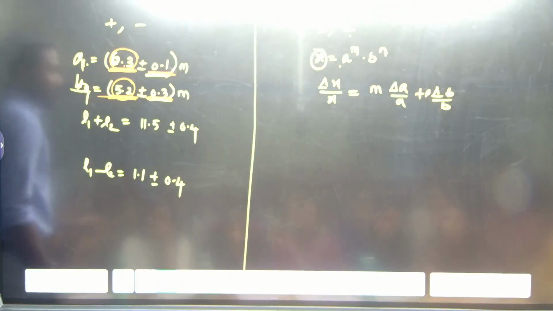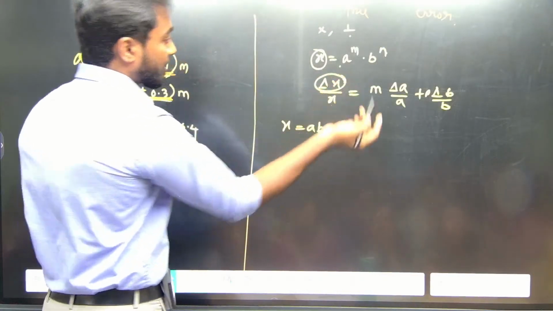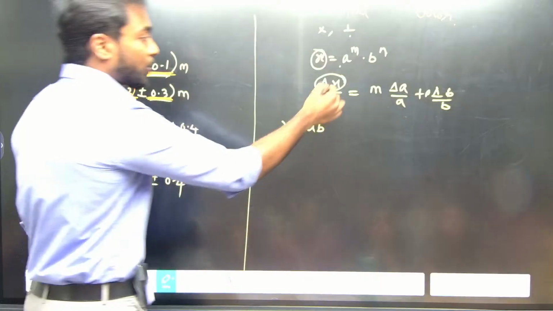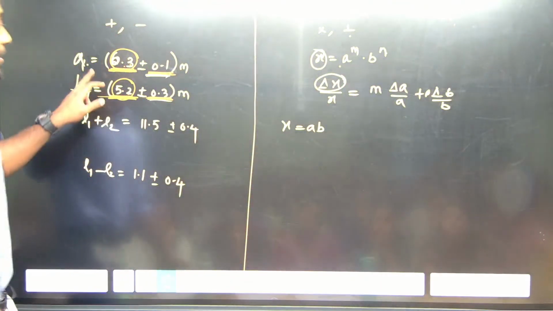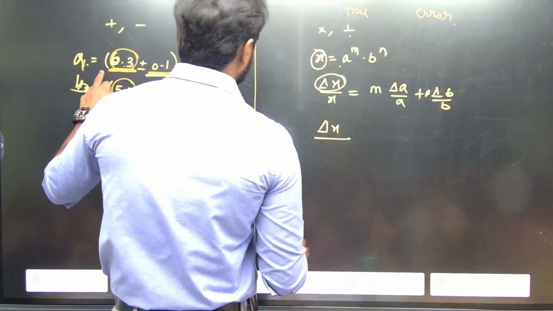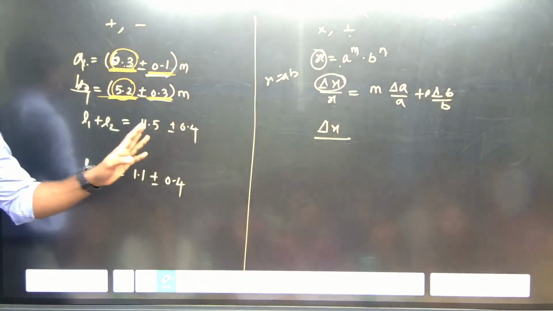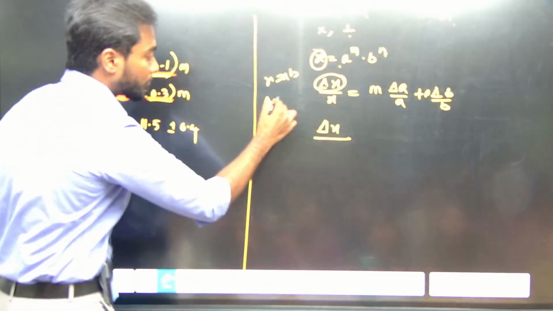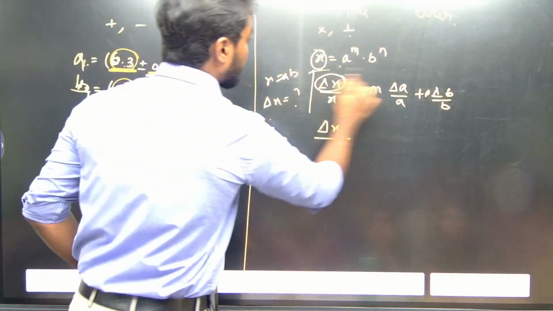So x is nothing but a into b, but to find delta x I don't know the formula. I can use this formula to find the values. If I take the same question, delta x by x is a into b, a normal thing, but delta x I don't know. I need to find delta x. To find delta x, this is the formula.